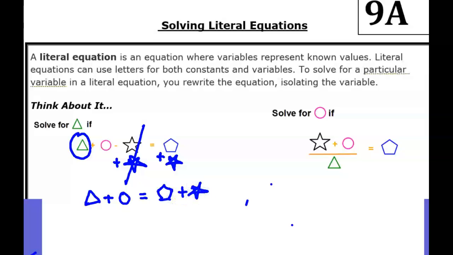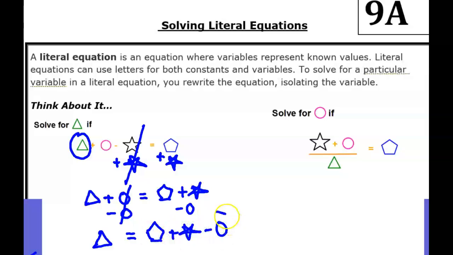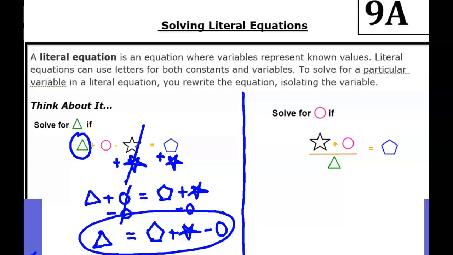All right, now our second step is, again, we're isolating the triangle, so we need to get rid of the other term. In this case, we have a plus a circle. If we subtract a circle, we would make that go to 0, and then we would subtract a circle on that side just to keep the golden rule of algebra. Okay, whatever we do to one side, we have to do to the other. So at this point, our variable is isolated, meaning our triangle is equal to the pentagon plus the star minus the circle, and we're done. Okay, so see how we did the same thing with symbols that we did with numbers, okay?